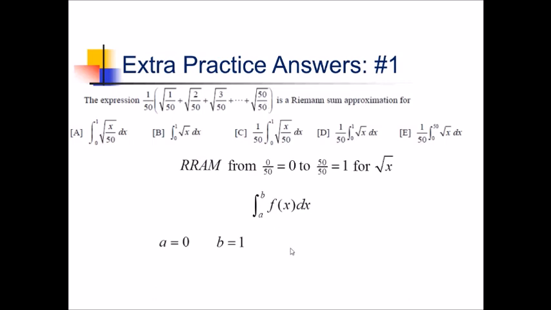The f of x is going to be the square root function. And you might be wondering, well, what about this 1 over 50 out in front? That's actually your differential. That's the base that's getting multiplied by all these heights that are being added together. Normally it would be base times height plus base times height plus base times height, but we've kind of factored this constant subinterval length of 1/50th out of all of these, so we just have a single base being multiplied by the sum of all the heights.